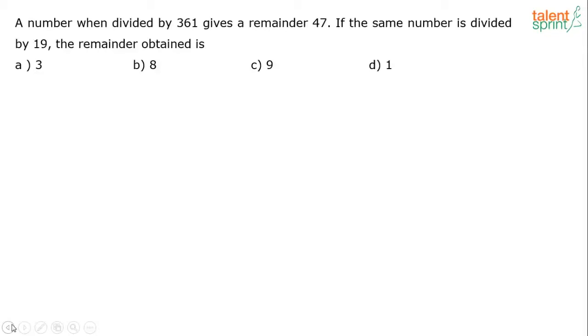On your screens now. So this says a number when divided by 361 gives a remainder 47. If the same number is divided by 19, the remainder obtained is. Now this is a very popular question type from number theory or number systems, and I'm sure you know the smart way to solve this question as well.